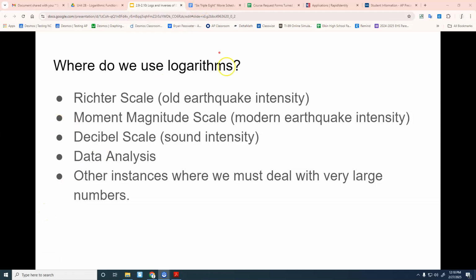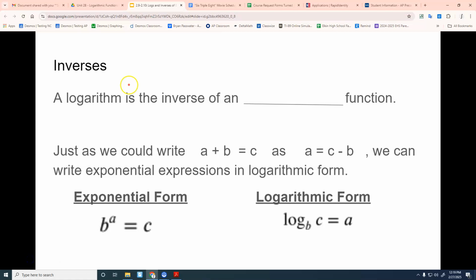So I would love for us to spend more time on applications. We'll do a little bit as we go along, but there's not a ton of it in here. Know though, certainly if you went further with math, if you went into data analysis as a field, you would definitely run into this a lot more. So inverses. The logarithm is the inverse of an exponential.